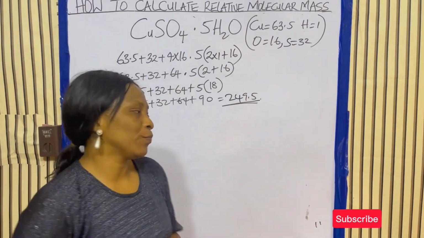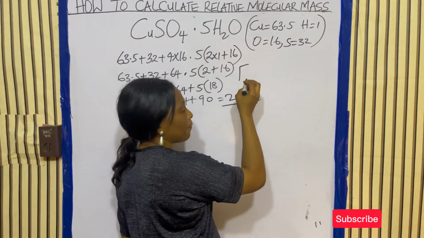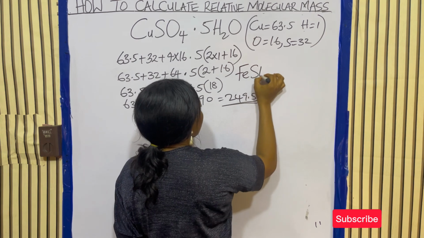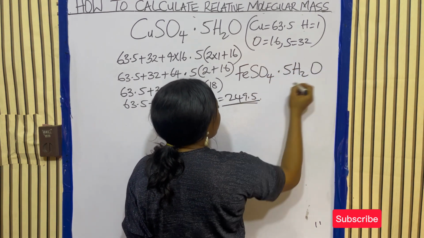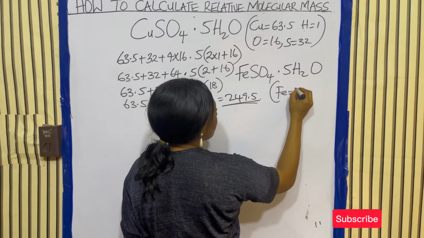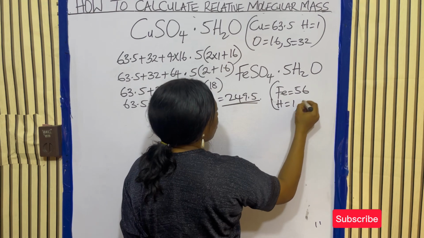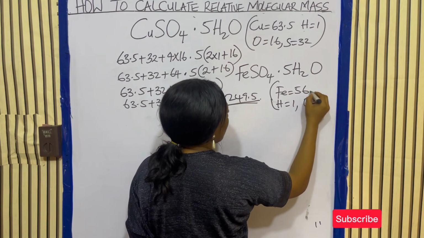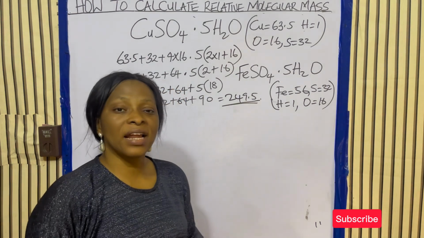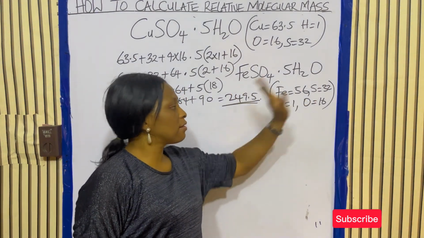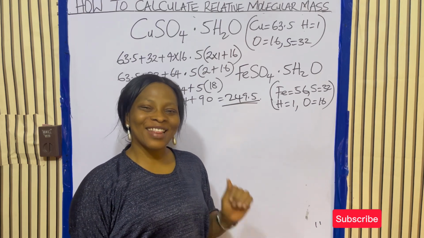All right, I would like you to put your answer in the comment section on this particular one. I want to give you. Calculate the relative molecular mass of, given that iron is 56 and hydrogen is 1, oxygen is 16 and sulfur is 32. So calculate the relative molecular mass of this compound and put your answer in the comment section.